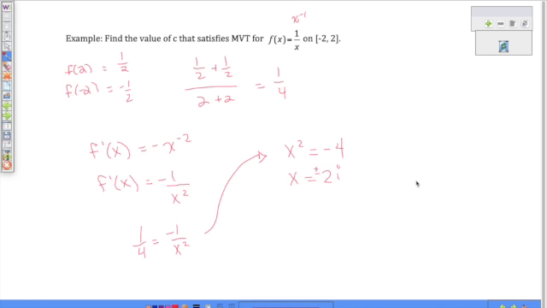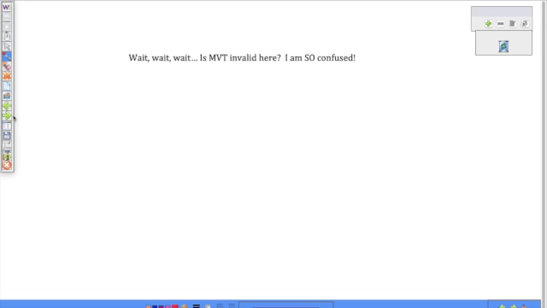Why? So the value doesn't exist? There is no C value? Why, guys? Why is mean value theorem not working? Wait. Is mean value theorem invalid here? I am so confused. No. Mean value theorem is never invalid. It's not failing here. There's nothing wrong with mean value theorem.